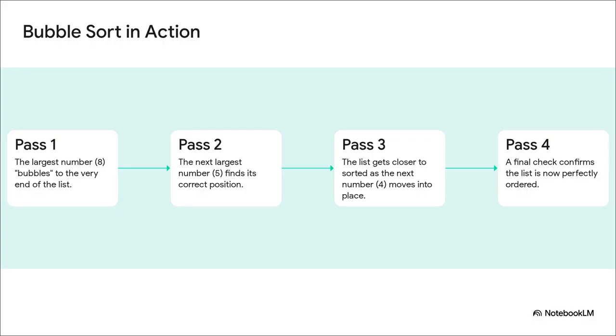Let's watch it work with our list. In that first pass, you can see it making a whole series of these little neighborly swaps. Watch how the number 8 just keeps moving to the right, one step at a time, until boom, it bubbles up to its final position at the very end. The next pass does the same thing, locking the number 5 into place, and this just keeps on going, with each pass securing the next largest number until the whole list is perfectly sorted.